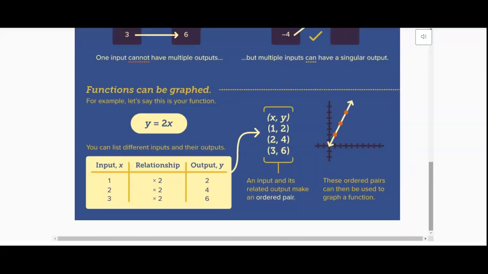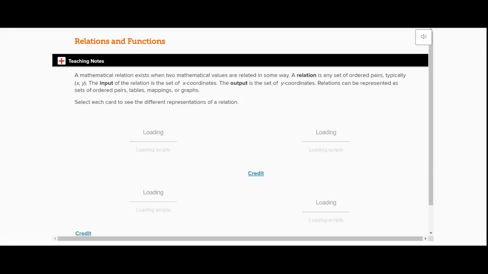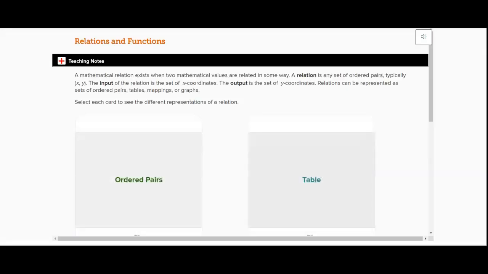Now we can graph our function. So this function, we can have a table to represent it. We can, from this table, make a list of ordered pairs, and we can take these ordered pairs and make a graph. So you're going to learn, and we're going to look at all these different representations for functions in this section. So you guys can turn to page 253 and follow along in your books.